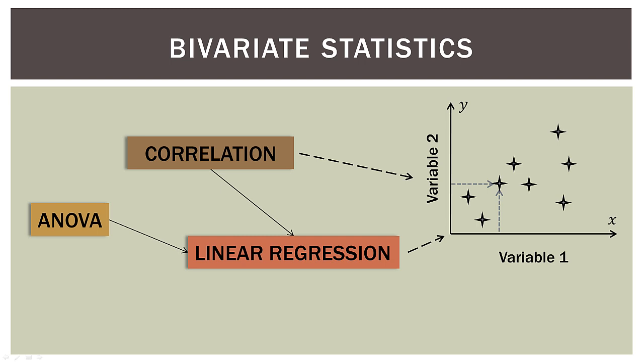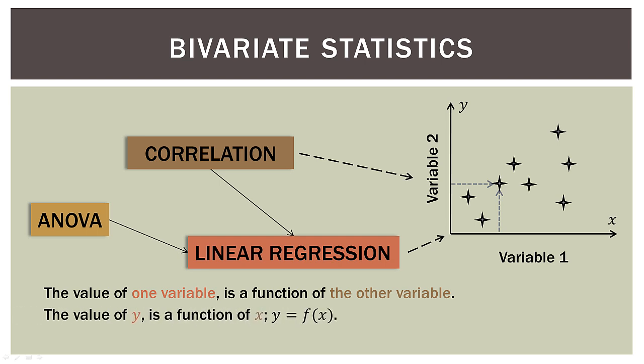Now, the relationship between variable 1 and variable 2 is special in this case dealing with regression. So we can say it like this. The value of one variable is a function of the other variable. So in this case, the value of variable 2 is a function of the value of variable 1. We could say it like this. The value of y is a function of x. So y equals f of x. So we will either choose randomly or be given a value for x.